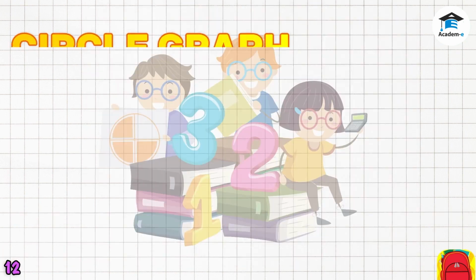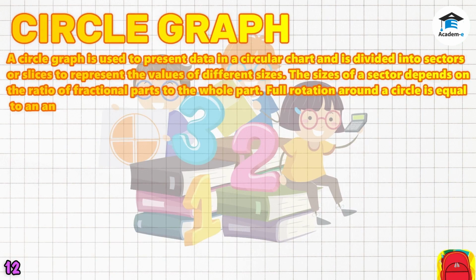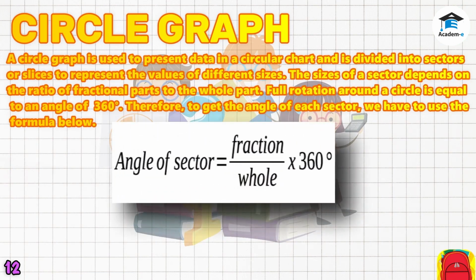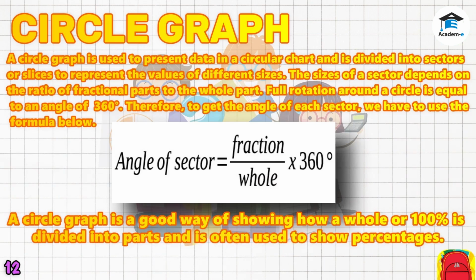Circle graph. A circle graph is used to present data in a circular chart and is divided into sectors or slices to represent the values of different sizes. The sizes of a sector depends on the ratio of fractional parts to the whole part. Full rotation around a circle is equal to an angle of 360 degrees. Therefore, to get the angle of each sector, we have to use the formula below. A circle graph is a good way of showing how a whole or 100% is divided into parts and is often used to show percentages.